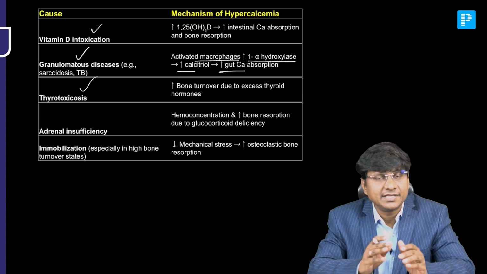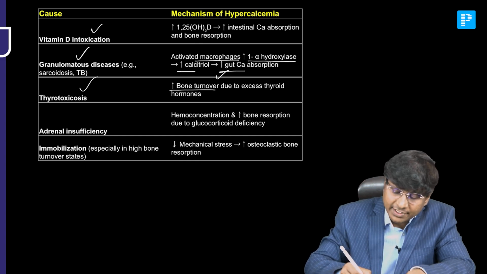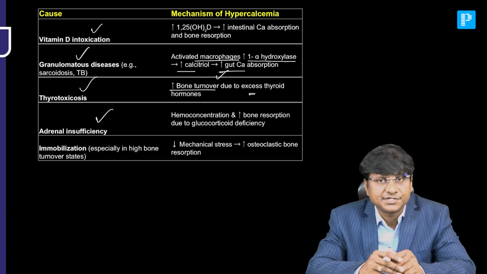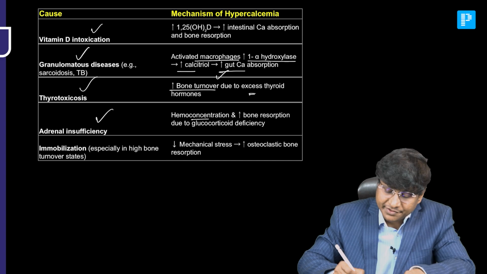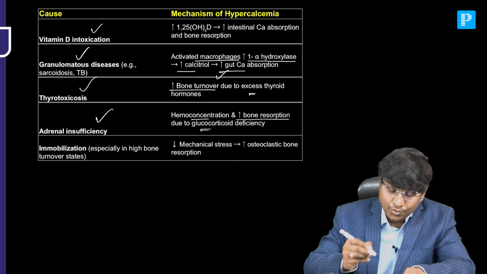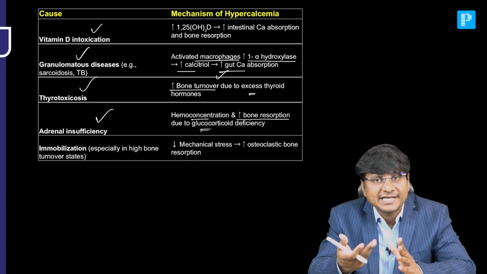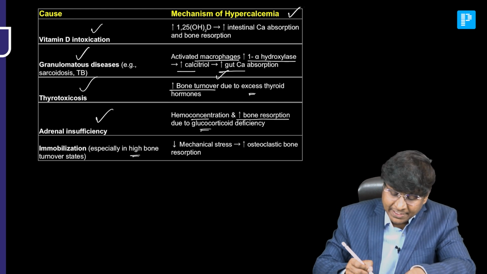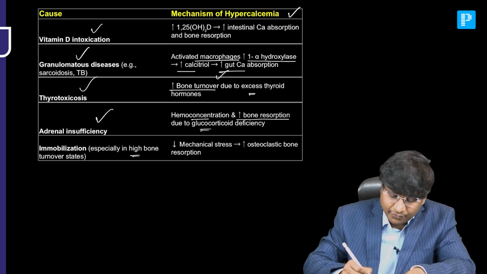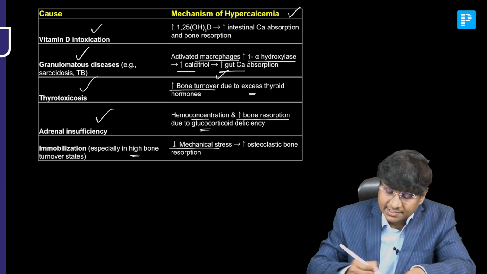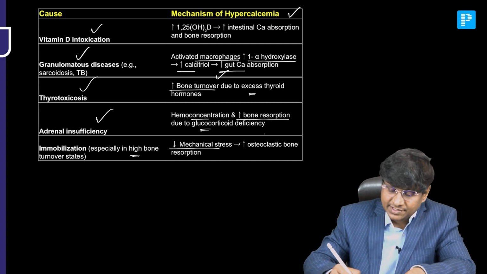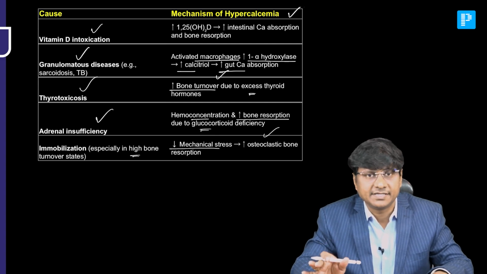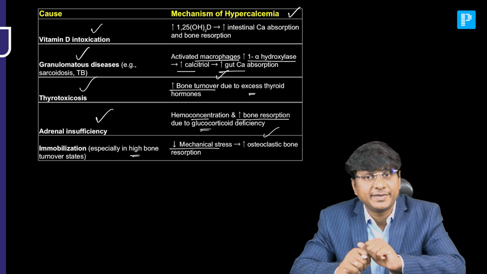Then we have thyrotoxicosis. In thyrotoxicosis, there is increased bone turnover due to excess thyroid hormone, which will cause hypercalcemia. Then we have adrenal insufficiency, where the individual will have hemoconcentration and increased bone resorption due to glucocorticoid deficiency. Followed by that, immobilization is also one which can cause hypercalcemia. If you see the mechanism, especially in high bone turnover states, whenever there is immobilization, there is decreased mechanical stress. In a state of decreased mechanical stress, there is increased osteoclastic bone resorption, resulting in hypercalcemia.